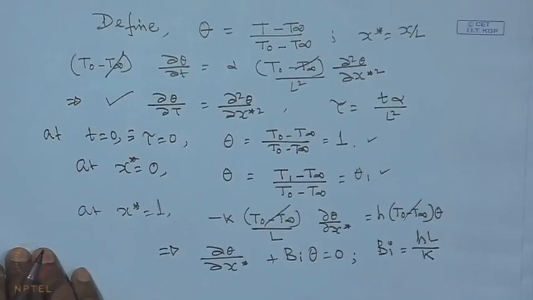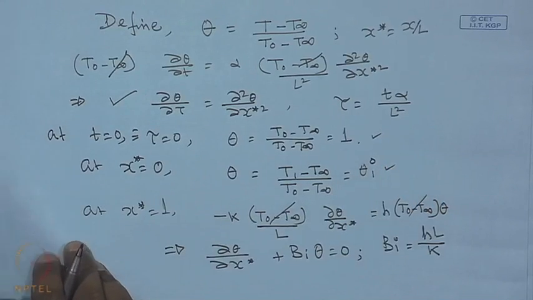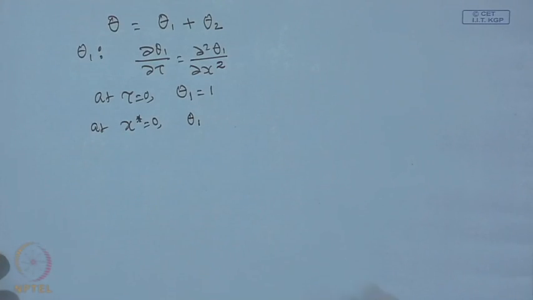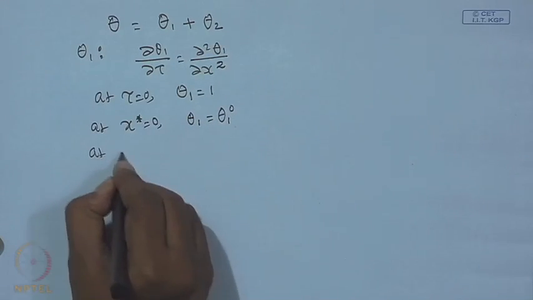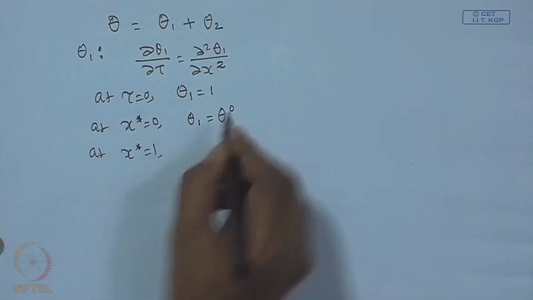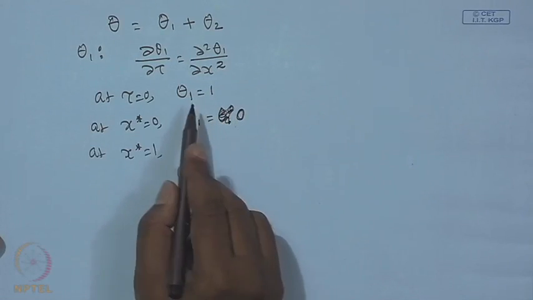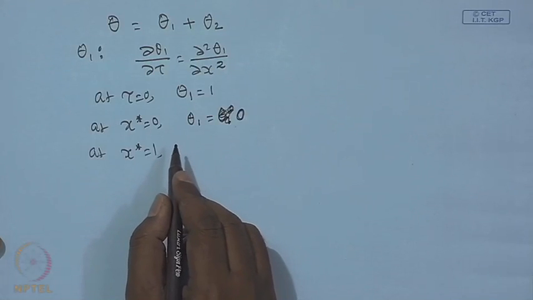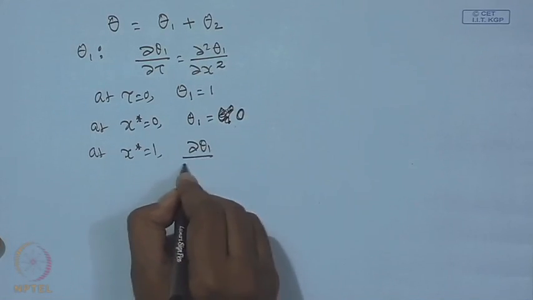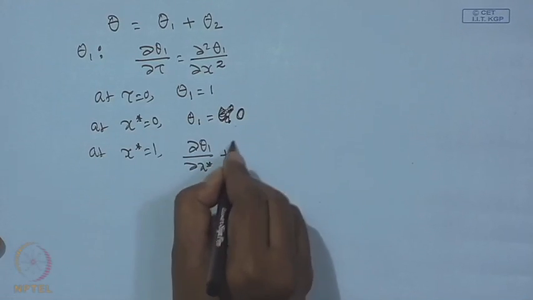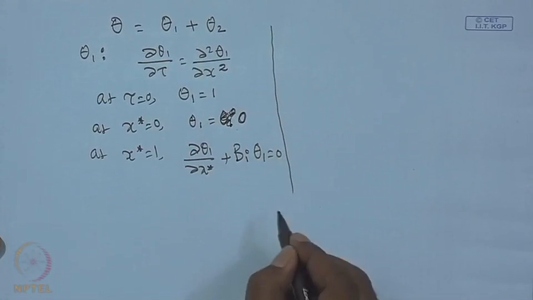Since there is a clash in nomenclature, we call this theta 1 superscript naught. So, at x star is equal to 0, theta 1 is equal to theta 1 naught. At x star is equal to 1, we force it to this boundary condition, we force it to 0. So, we consider only one non-homogeneity at a time. So, at x star equal to 1, we have del theta 1 del x star plus Bi theta 1 is equal to 0. That is the definition of theta 1.